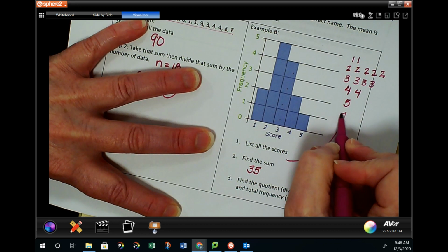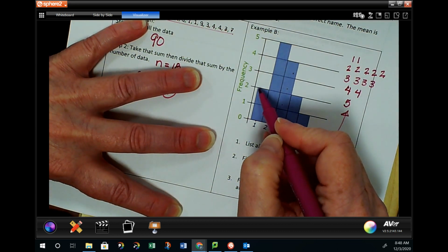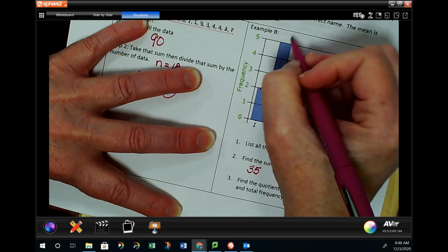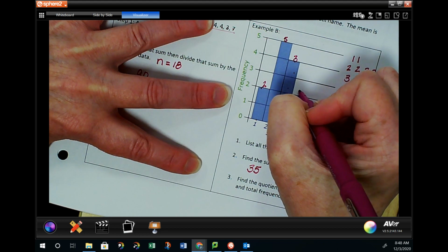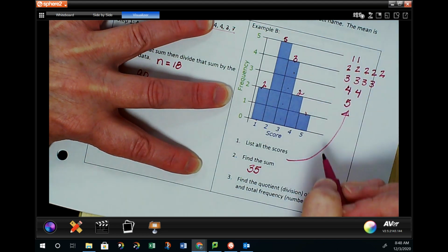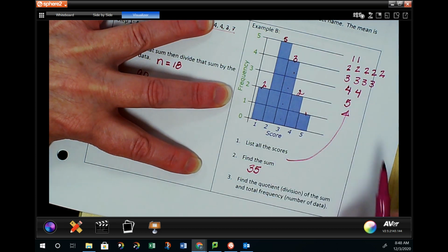Okay, so I listed all of the numbers. Then I found my sum. And then how many total do we have? So 2, there's 2 there, there's 5 here, and then there's 3 here, there's 2 there, and there's 1 there. So 2, 7, 8, 9, 10, 11, 12, 13. So there's 13. N is 13.